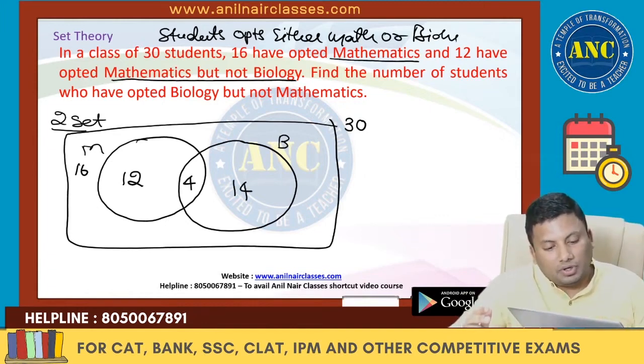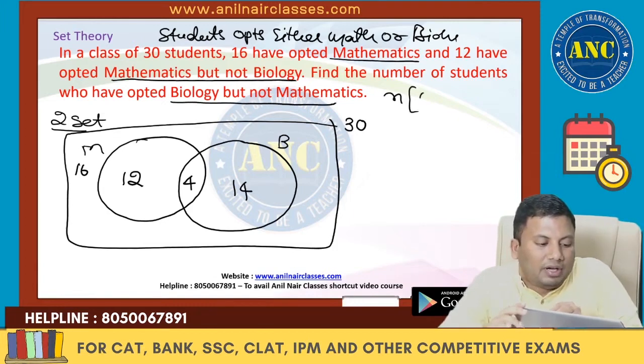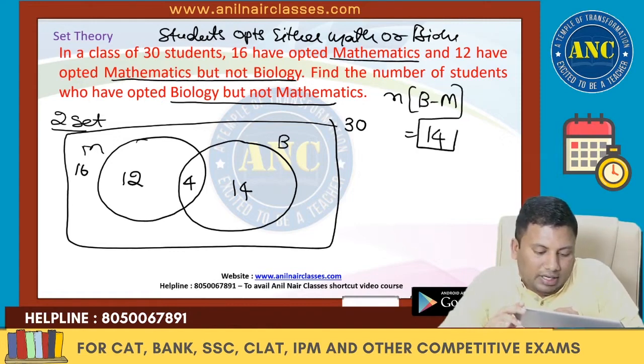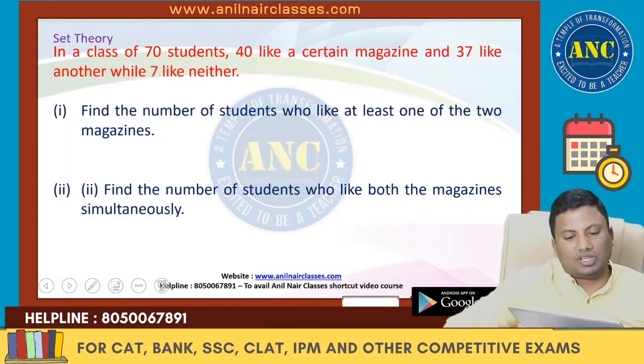How many number of students opted for biology but not mathematics? N of B minus M. So answer is nothing but 14. Easy questions which we will solve.